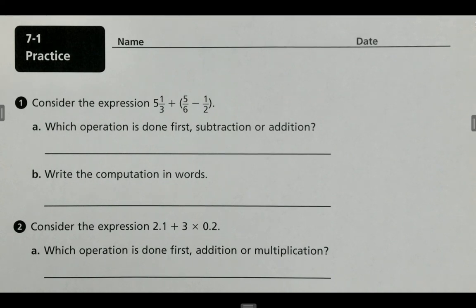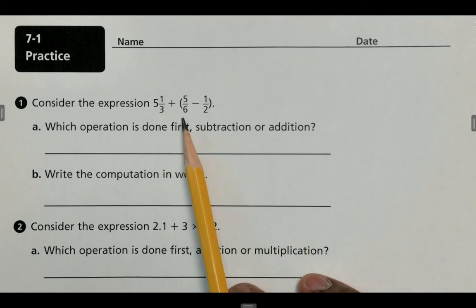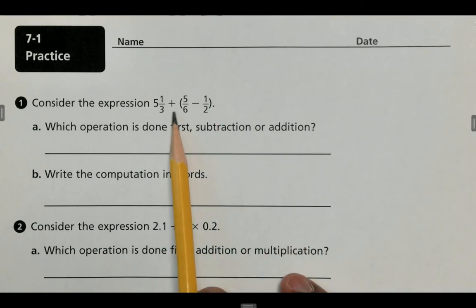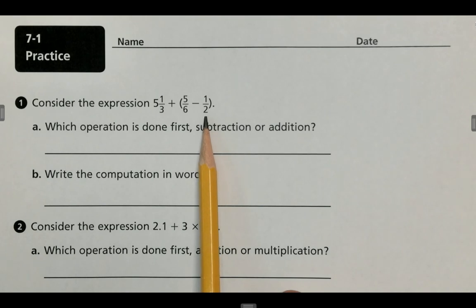Lesson 7-1, Reading and Writing Expressions. Number 1, consider the expression 5 1/3 plus (5/6 minus 1/2). Now we can see clearly there's two operations in this expression. We're adding here and we're subtracting here. We also notice that there's parentheses surrounding the fractions here.